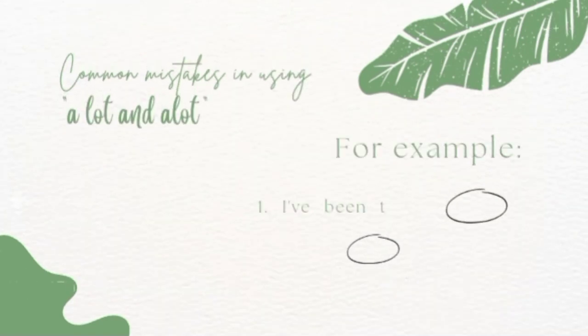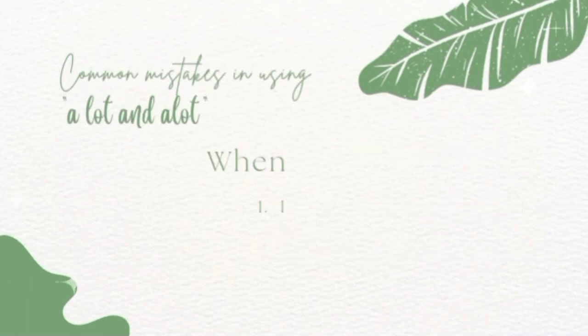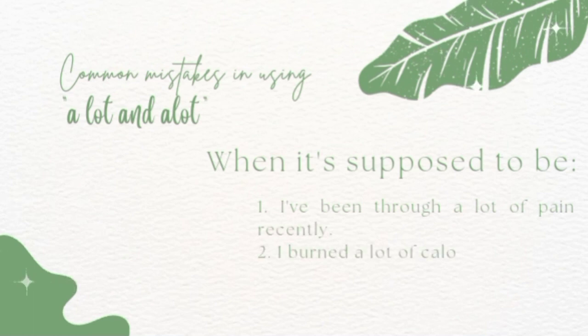And last mistake is using the words a lot with a space and alot without a space. For example, I've been through a lot of pain recently. The second example is I burned a lot of calories today. When it's supposed to be, I've been through a lot of pain recently. I burned a lot of calories today. It is because there's no such word as alot that has no space.